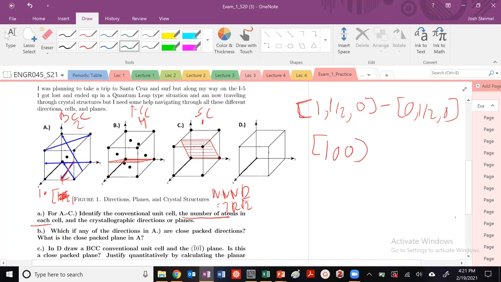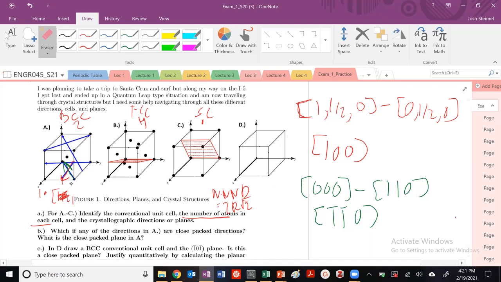What about this direction here, this green direction? Well, my finish is 0, 0, 0. My start is minus 1, 0. So that's going to leave me with 1, 1, 0. There we go. I'm going to start to erase a little bit here. Actually, not going to erase it. So let's go over from here to here.